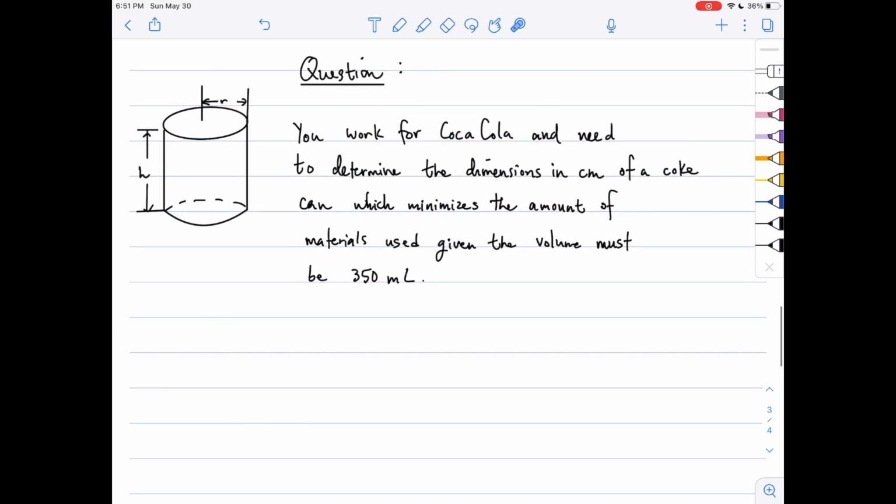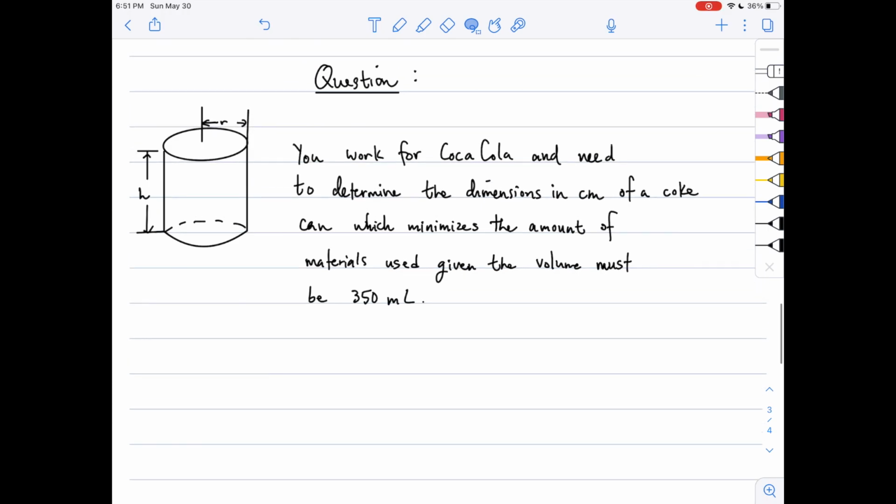So here's a question, and this is a question that manufacturers of soda drinks definitely deal with, and they have people, mathematicians, probably working on answering this question for their specific cases. But say that you work for Coca-Cola, maybe you're a mathematician there, and you need to determine the dimensions in centimeters of a Coke can, which minimizes the amount of materials used given the volume must be 350 milliliters.